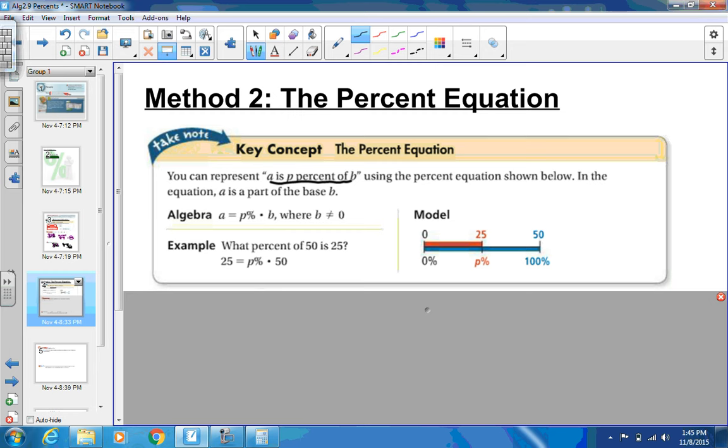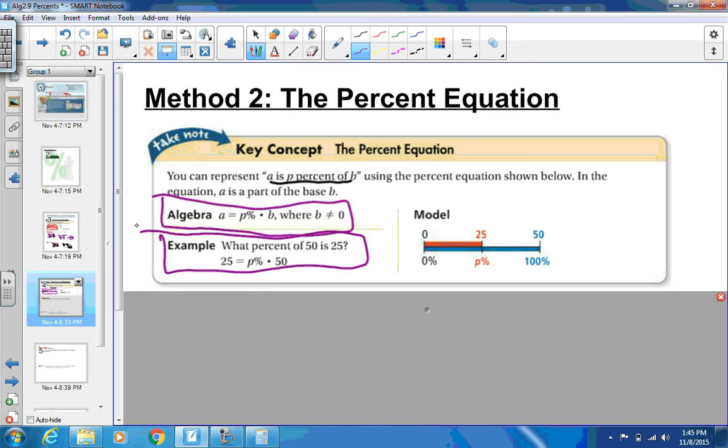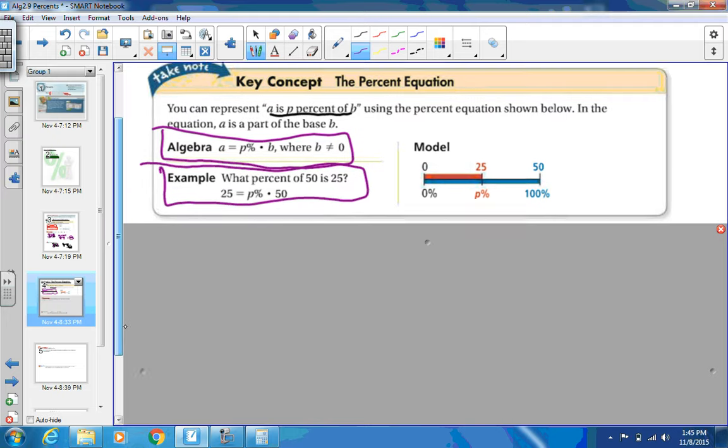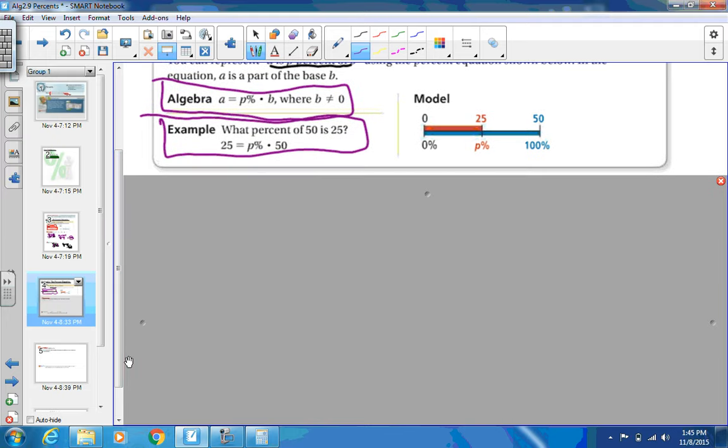Same thing with this example right here. We have our algebra that we just talked about, and we have an actual example. It says what percent of 50 is 25? This is just written a little bit different. You'd be writing it kind of flipped around here, but the what percent times 50, and then you have equals 25, and they just flipped it around there. Then you solve for P%, and that changes it to a percent.